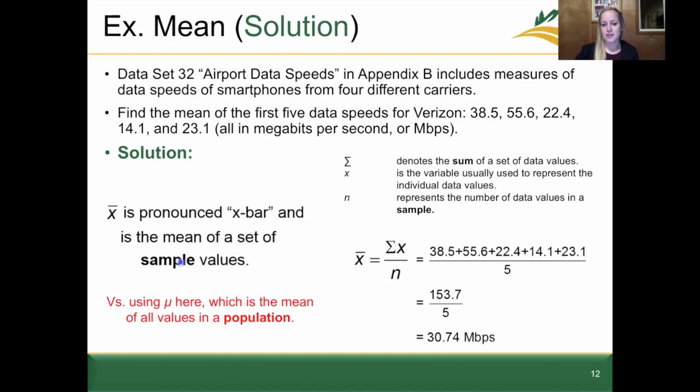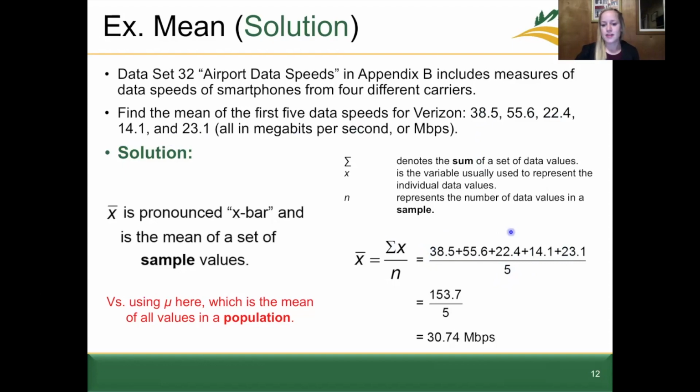Here is our solution. x bar is equal to the sum of all of the individual data values, the sum of x. Remember, sum just means that we're adding the values together. So here we have 38.5 plus 55.6 plus 22.4 plus 14.1 plus 23.1, and we divide by 5. Why do we divide by 5? It's because we have 1, 2, 3, 4, 5 data values in that sample.